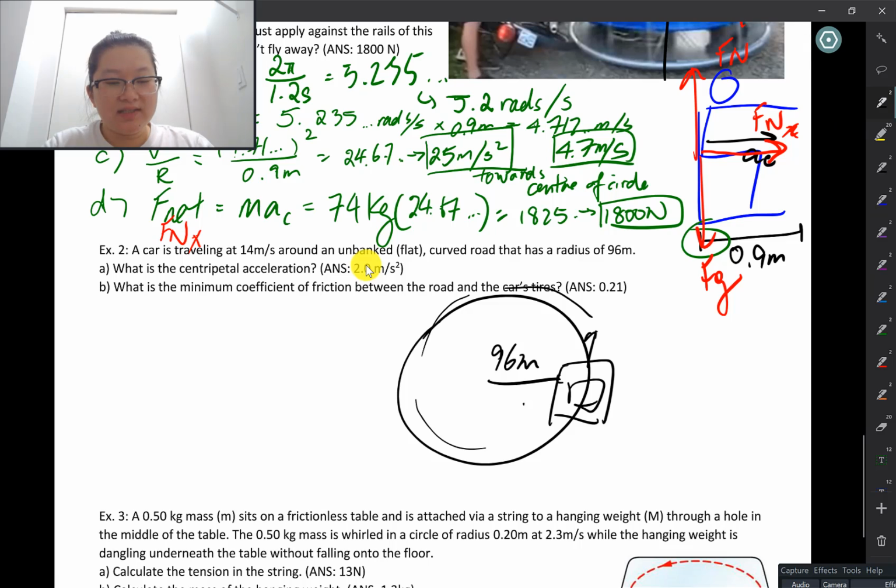The question is, A, what is the centripetal acceleration? And B, what is the minimum coefficient of friction between the road and the car's tires? Ooh, B is probably trickier. So let me first do A and explain B.